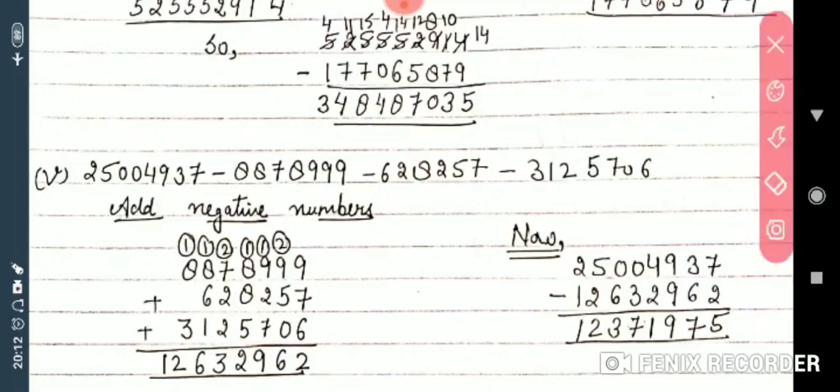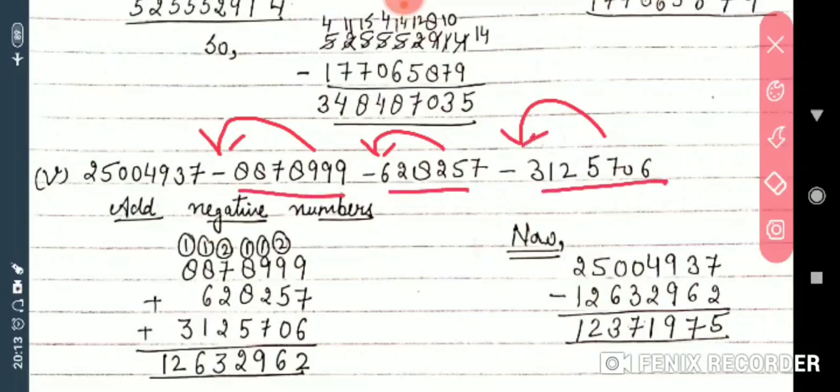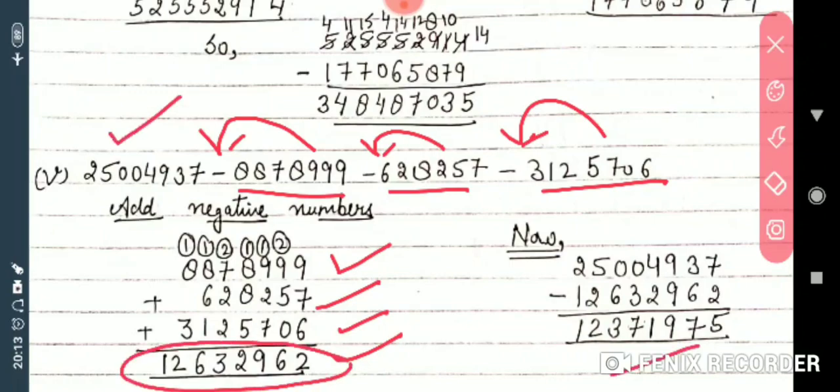We'll explain once again. First, I have told you that the sign will be before the number. So these 3 are the negative numbers. So first you will add these negative numbers, as you have to simplify. Then you will subtract this negative number from this positive number.